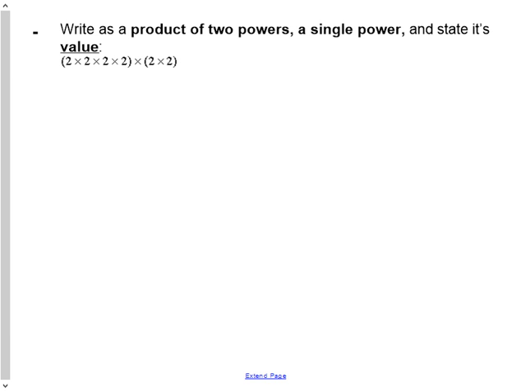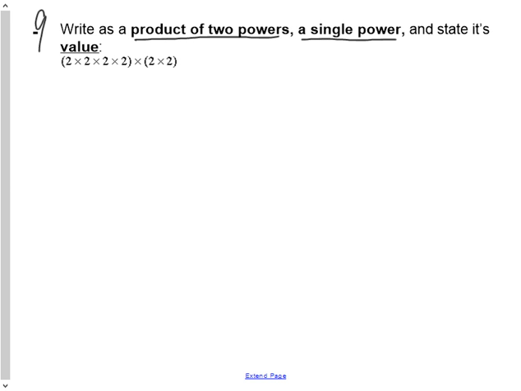The next question, a lot of people screwed this up. What question number is this, by the way? 9. Write as a product of 2 powers in nice bold. So that's the first thing you needed to do for a point. Write as a single power for a second point and state its value for a third point.